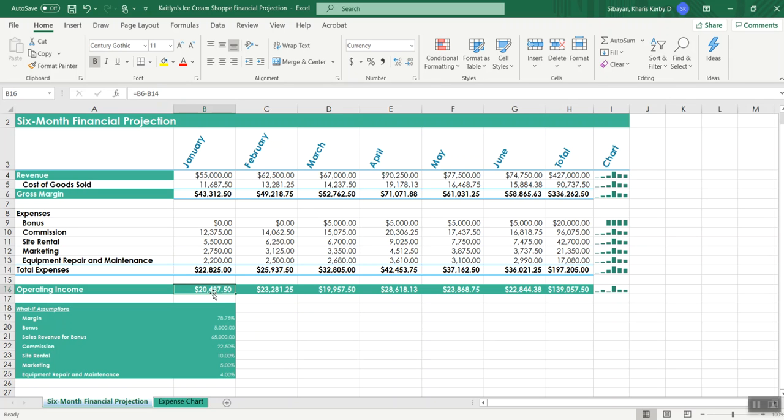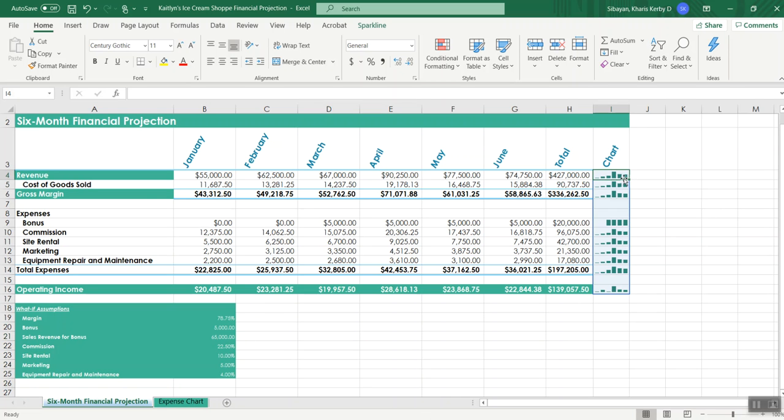For operating income, this is equal sign B6 minus B14. So you are subtracting this from this. For this one, this is equal sign C6 minus C14, and so on and so forth. For the bottom part, for your what-if analysis, you need to make sure that you follow your instruction for what-if analysis and Goal Seek to be able to get that one.